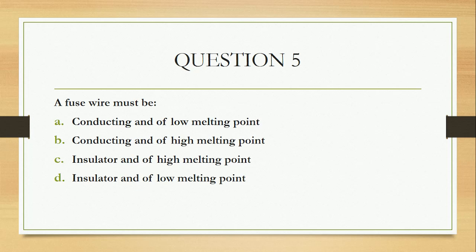Our next question is, a fuse wire must be option A conducting and of low melting point, option B conducting and of high melting point, option C insulator and of high melting point, या फिर option D insulator and of low melting point. And the correct option is option A, conducting and of low melting point.